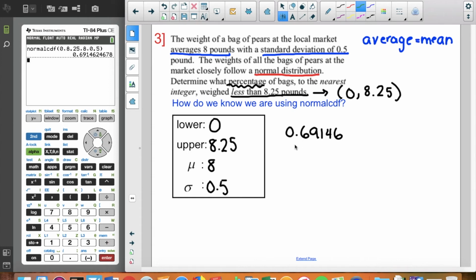Remember, to change to a percent, you can multiply by 100 or move the decimal place over twice. So 1, 2 spaces. That would turn into 69.146%. But we want it to the nearest integer. Integer is whole number. So it'd be that 9 right over there. So we look at the 1. Since the 1 is below 5, this stays at a 69%. So that means that this is the percent of bags that weigh less than 8.25 pounds.